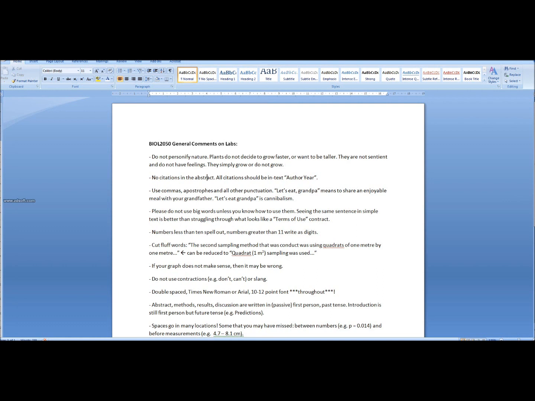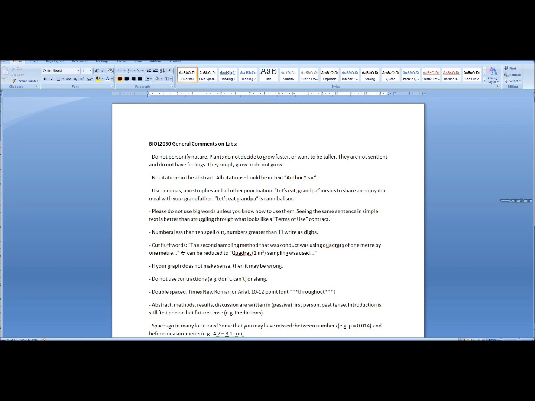No citations in the abstract, and all citations should be author year. I already explained that. There's no comma or any other form of punctuation between this author year delineation unless it's et al. So it's simply John 2013. If it's et al., then it's John et al. 2013, and if it's 2 authors, then it's John and Smith 2013.